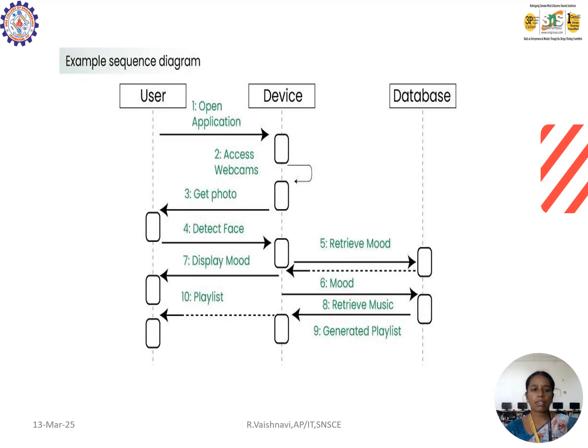And then here we have the example for the sequence diagram. Here we have a user, device, and the database. First one will be open application, and then the second process will be access webcam. Third one will be get the photo, if we detect the faces correctly, and then the fifth process will happen, that is retrieved, and then the sixth one, and then the seventh one a display, and then the eighth one retrieves the music and then generates the playlist and then creates its own playlist. This is the example for the sequence diagram.